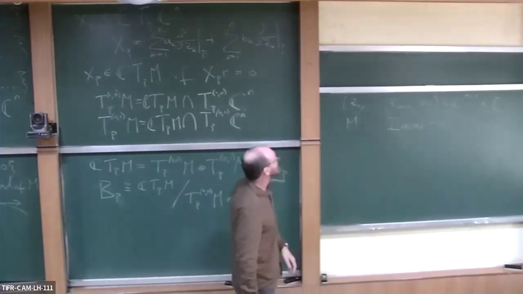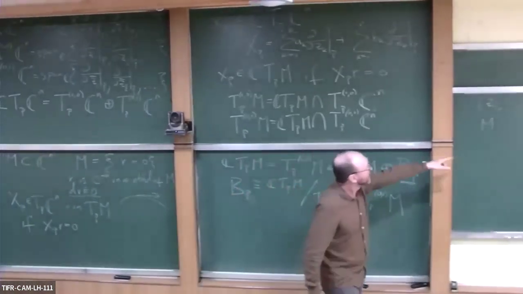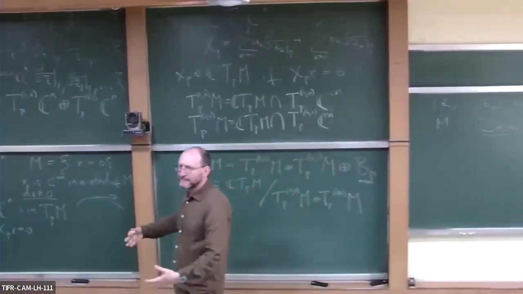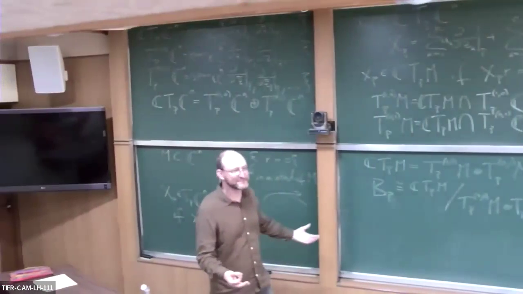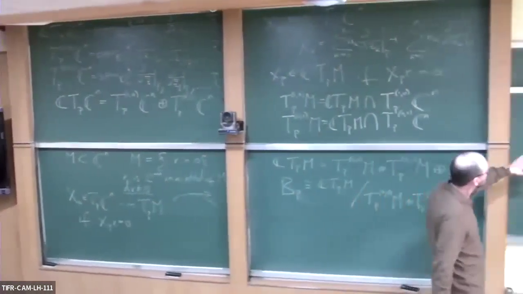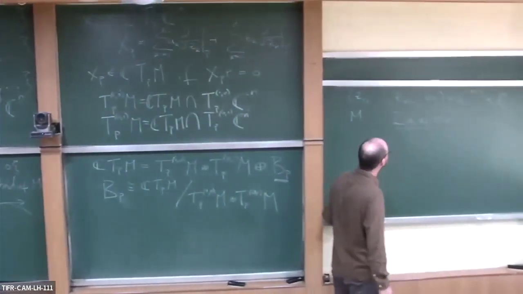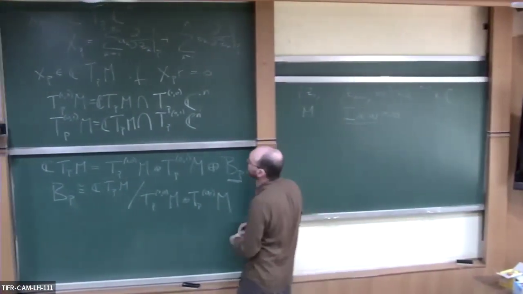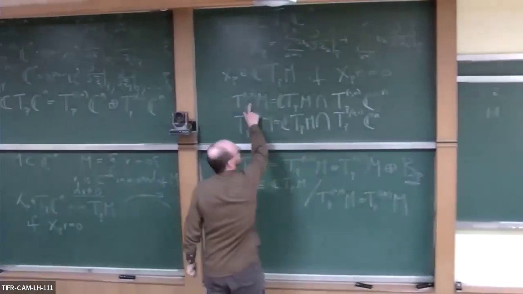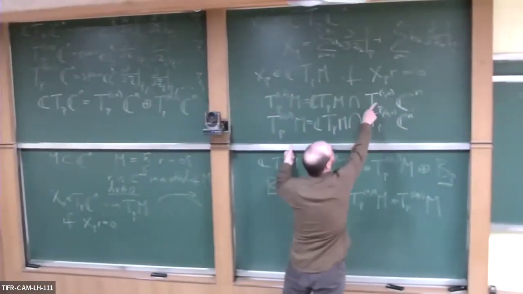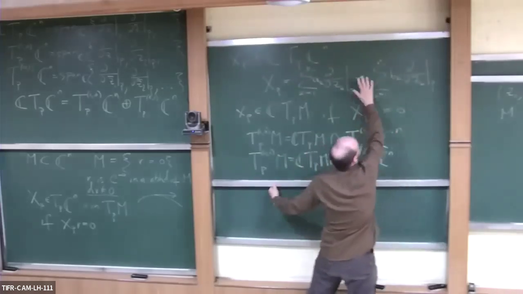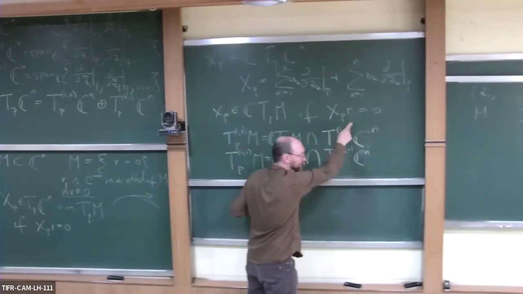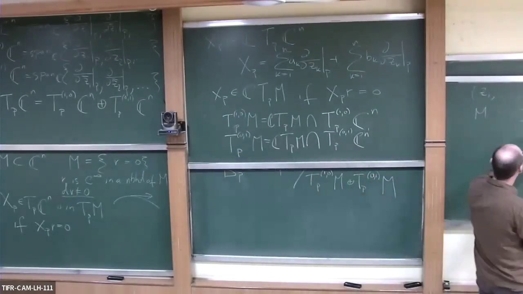So this is my manifold, my R. Let's just look at the tangent spaces at 0. They're actually the same everywhere. But let's look at what happens here. What is this thing? Well, it's the vectors, without this one, that still kill R.